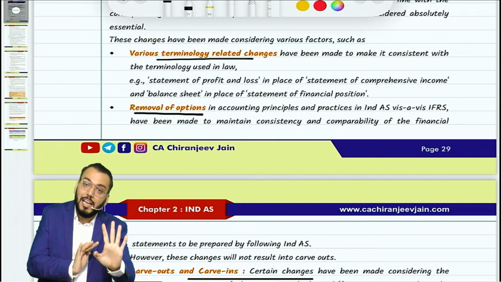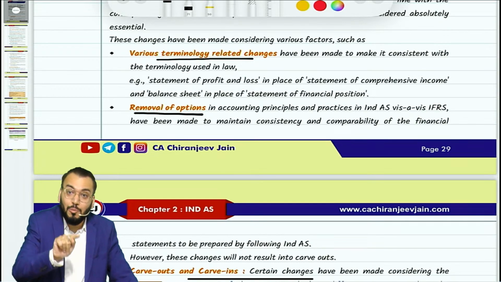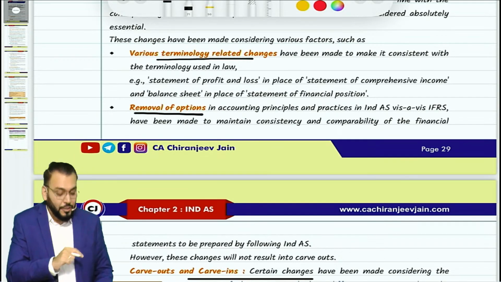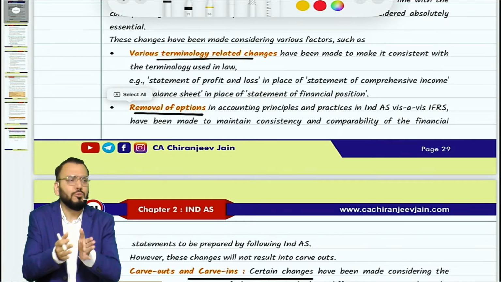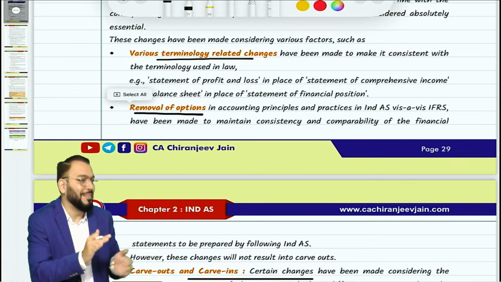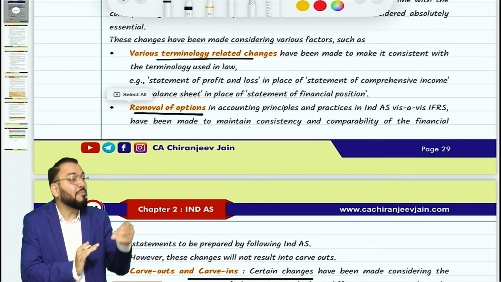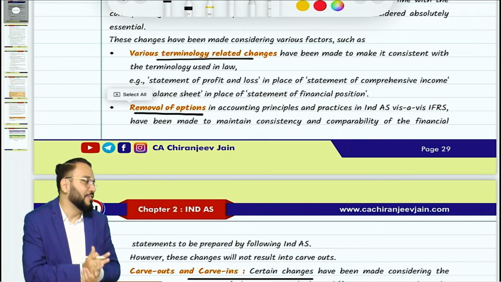Are you getting? Now, Ind AS 40 says only cost model. So that is removal of option. There are many options which have been given under IFRS which have been removed under Ind AS. Ind AS thinks that we should give only one option so that the financial statements are comparable in India. So for making the financial statements comparable India wise, they have removed many options.